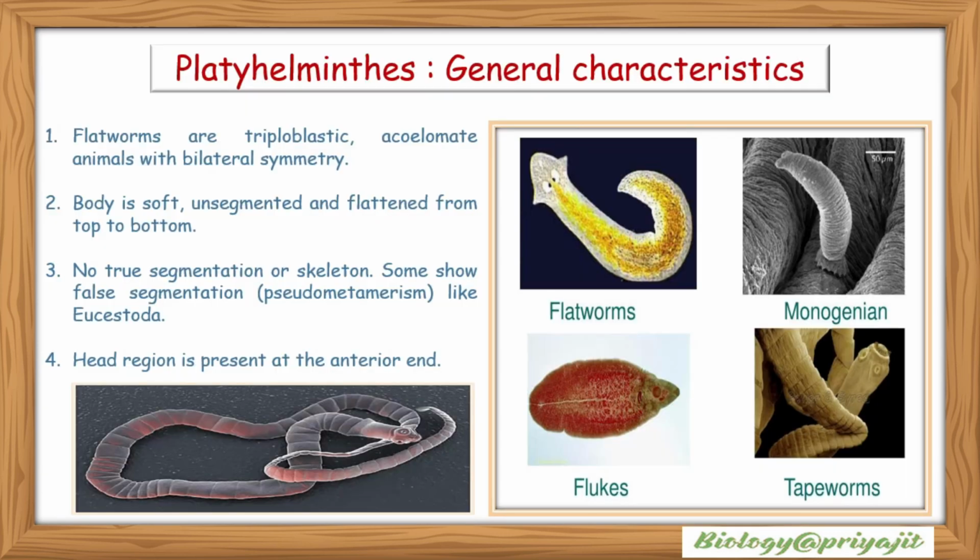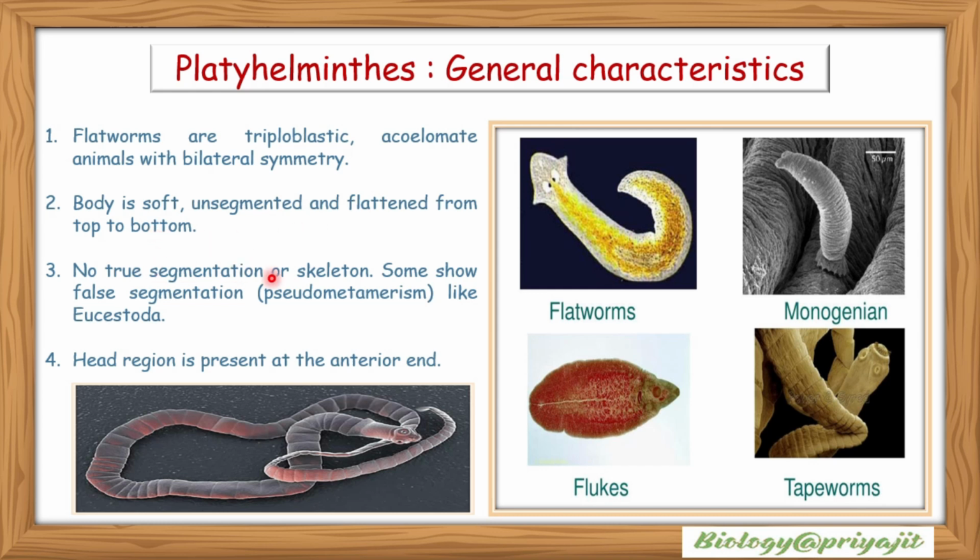Platyhelminthes general characteristics. Basically, Platyhelminthes or flatworms are triploblastic acoelomate animals with bilateral symmetry. That means they have three germ layers like ectoderm, endoderm and mesoderm, so they are called triploblastic. They have no coelom, that's why they are acoelomate, and they have bilateral symmetry. Their body is soft, unsegmented and flattened from top to bottom.